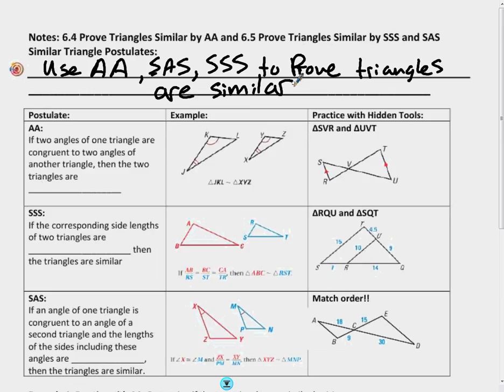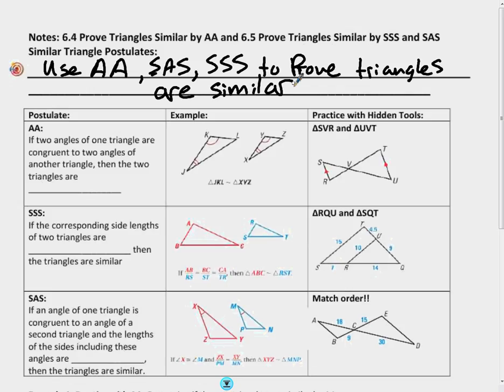We have side angle side. We have angle angle side. HL. Side side side. We have one more. There's another one that was similar. Angle, side, angle. So we have 5 postulates for congruency. We only have 3 postulates for similarity, and they are angle, angle, side, side, side, and side, angle, side.